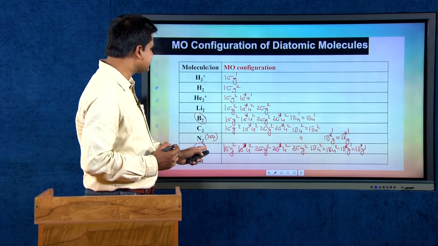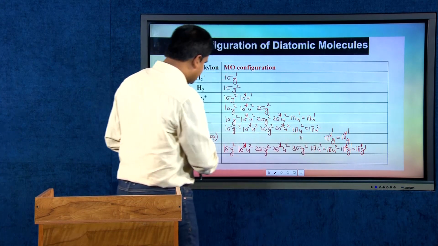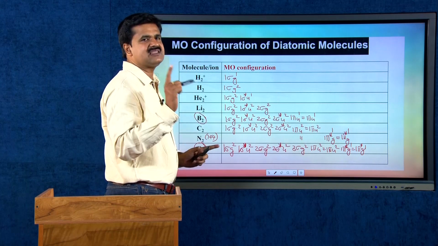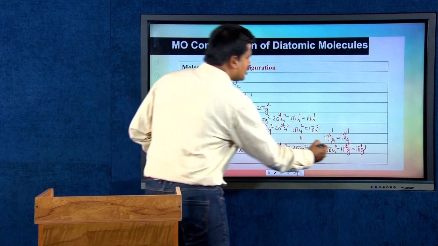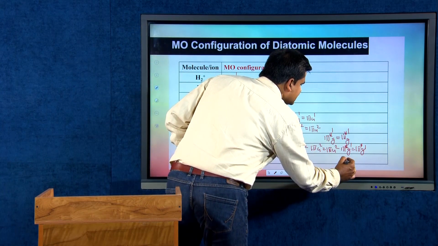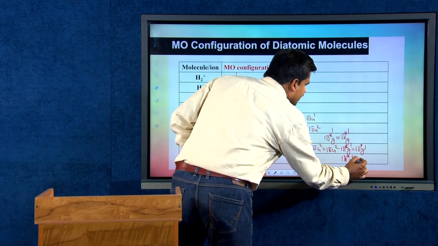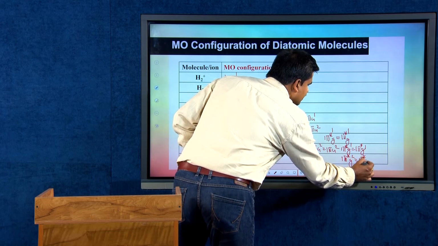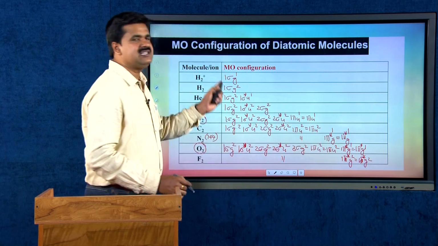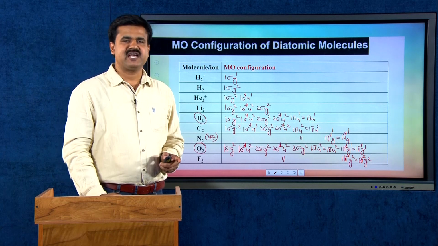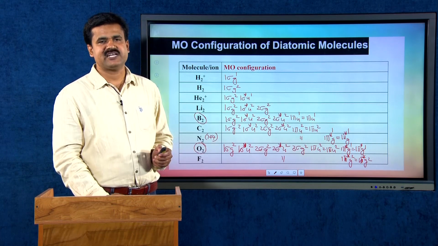And finally we are discussing the case of fluorine. We have to add 2 more electrons to oxygen to get fluorine, because in fluorine there are 9 plus 9, 18 electrons. So for fluorine the last configuration is 1 pi star g2 equal to 1 pi star g2. All the others are the same. This is about the MO configuration of diatomic molecules, and the molecular orbitals are shown in symmetry notation.